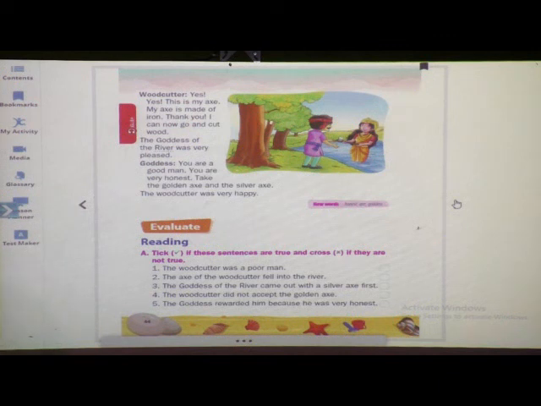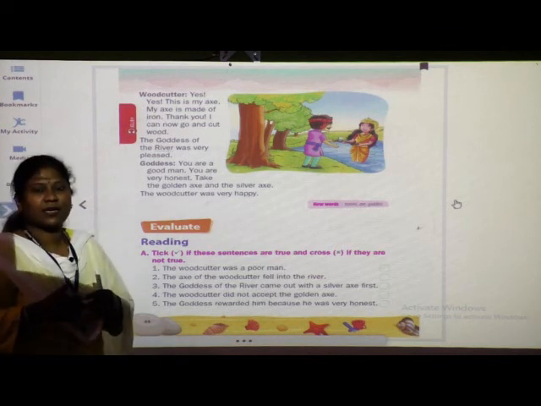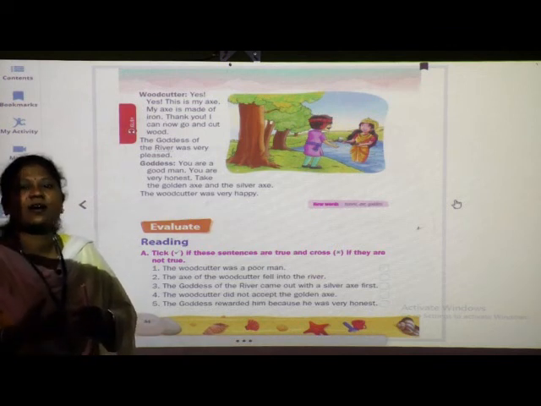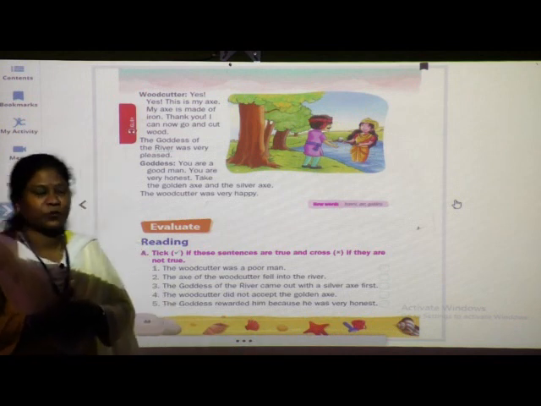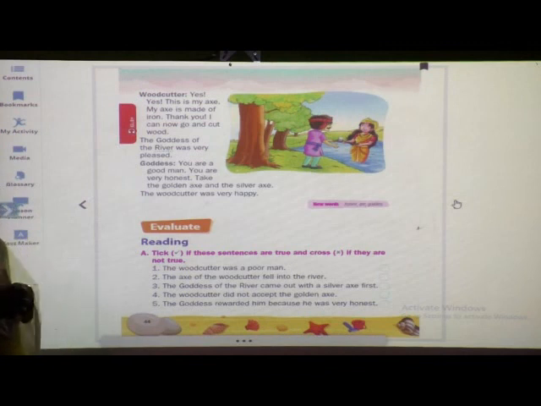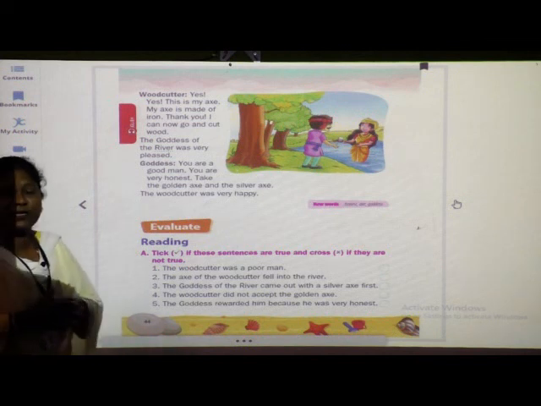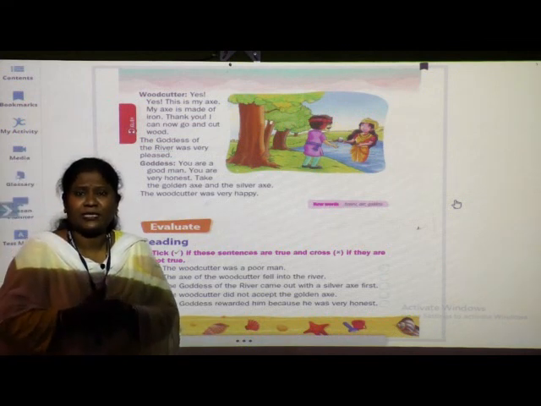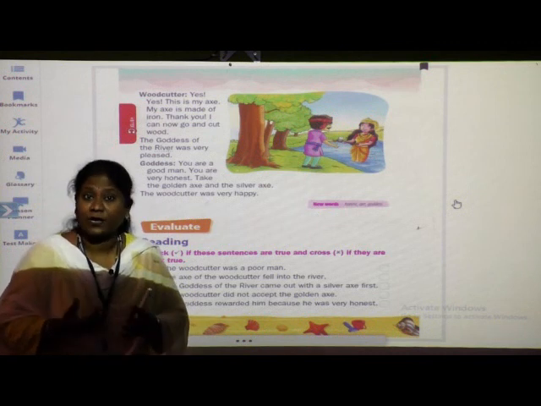"Thank you. Can I now go and cut wood?" So he's saying thanks to the goddess. "Thank you, I got my iron axe. Now I will go." The goddess of the river was very pleased. She was very pleased seeing his honesty.